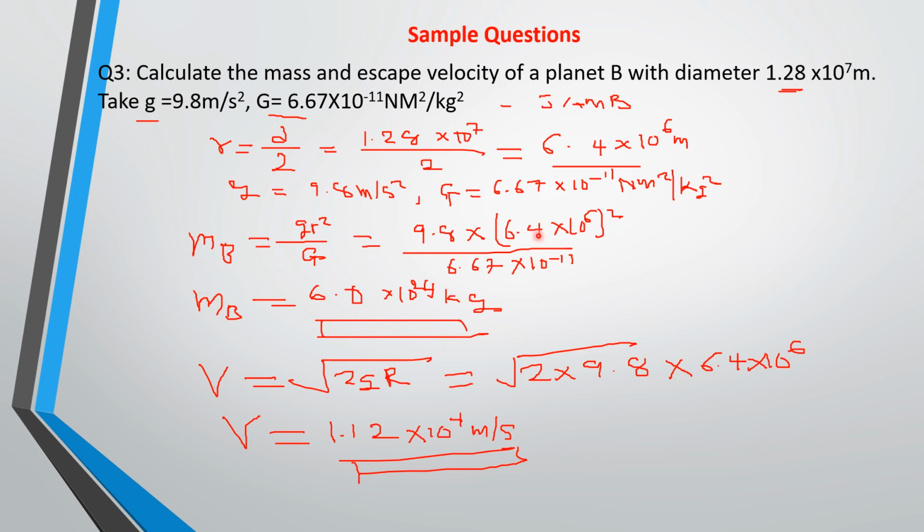Know how to relate all the equations together. This is the equation for the mass of the moon or of any planet, and then this is the escape velocity. I hope this is quite simple and you can relate well with this. Thank you so much. Let's go to your test page.